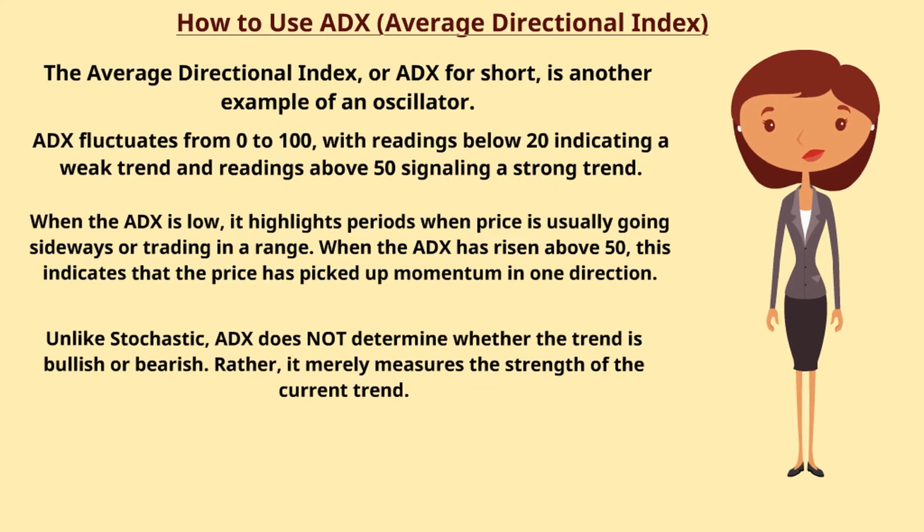Let's move into another topic, which is how to use ADX, average directional index. The average directional index, or ADX for short, is another example of an oscillator. ADX fluctuates from 0 to 100, with readings below 20 indicating a weak trend and readings above 50 signaling a strong trend. When the ADX is low, it highlights periods when price is usually going sideways or trading in a range. When the ADX has risen above 50, this indicates that the price has picked up momentum in one direction. Unlike stochastic, ADX does not determine whether the trend is bullish or bearish. Rather, it merely measures the strength of the current trend.